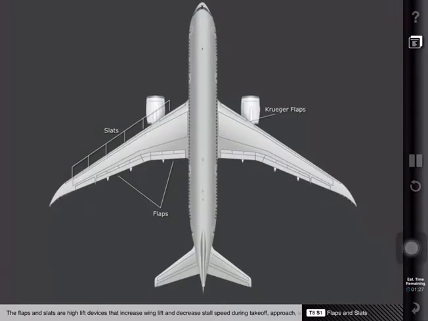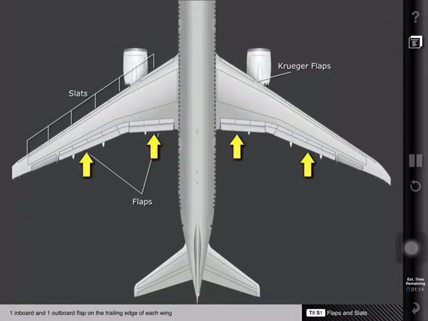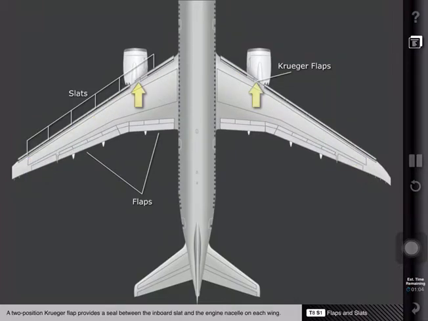The flaps and slats are high-lift devices that increase wing lift and decrease stall speed during takeoff, approach, and landing. The airplane has one inboard and one outboard flap on the trailing edge of each wing, and one inboard and 5 outboard slats on the leading edge. A 2-position Kruger flap provides a seal between the inboard slat and the engine nacelle on each wing.